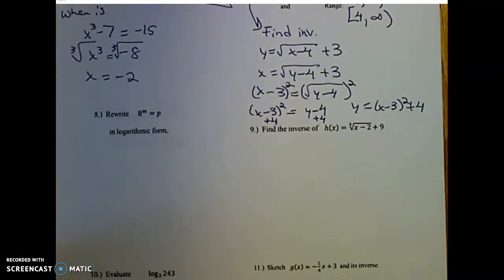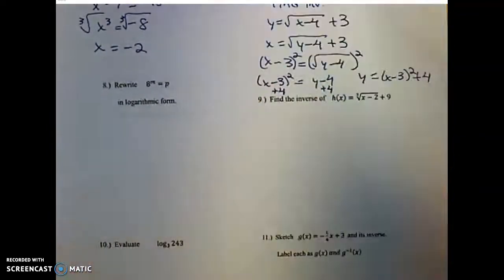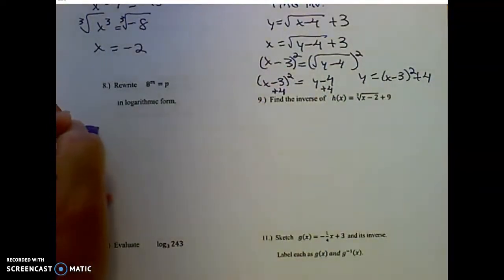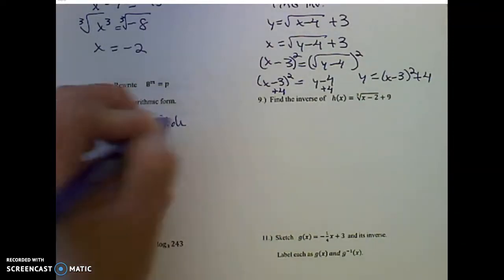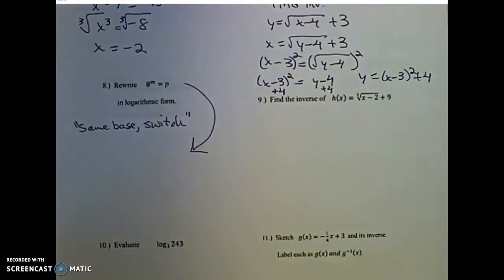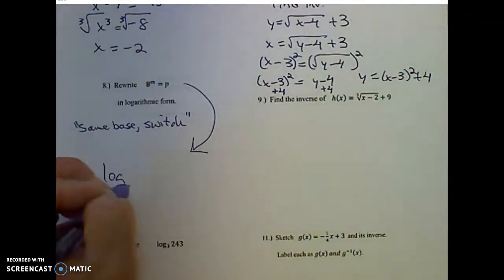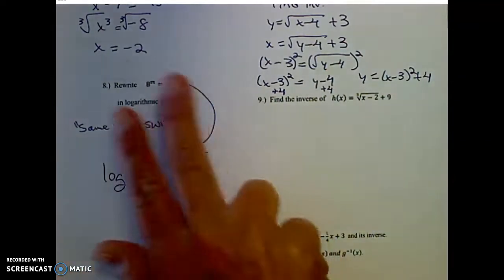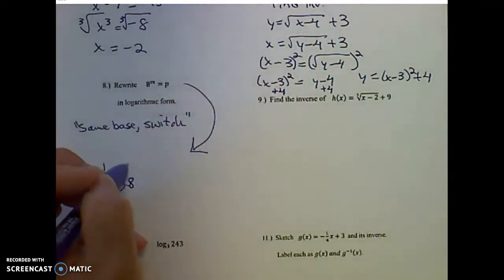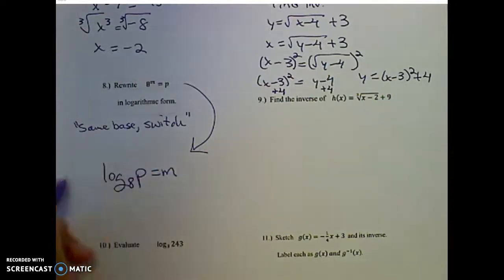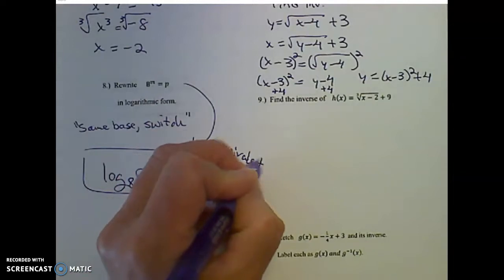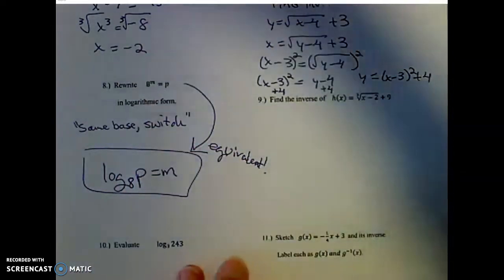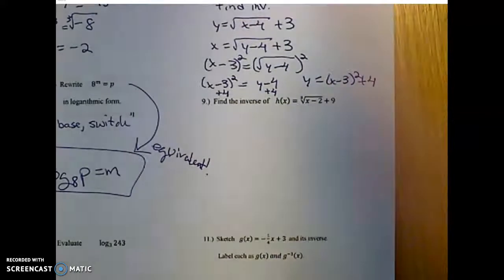Alrighty, let's keep going. Rewrite this in logarithmic notation. This is where I say same base, switch it. This is perfectly equivalent to log base, the base of my exponent becomes the base of my logarithm. Switch. The 8 was with the m, now it's going to be with the p. Those two things are equivalent. Two different ways to write the same thing, exponential or logarithmic.